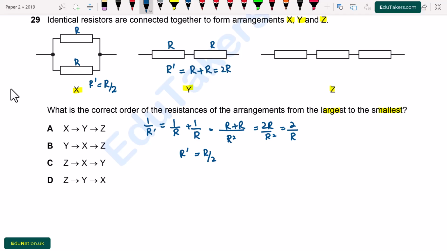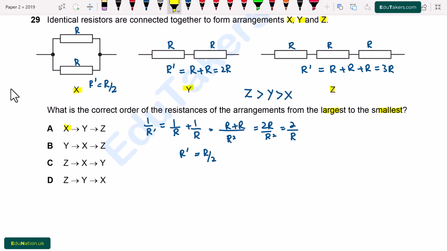In the arrangement C, there are three resistors, each of resistance R, and these are connected again in series. So the total resistance will be equal to R plus R plus R, which is equal to 3R. Now here we can see that Z arrangement has the largest resistance and then there is Y, after that there is X. Now we see the options.